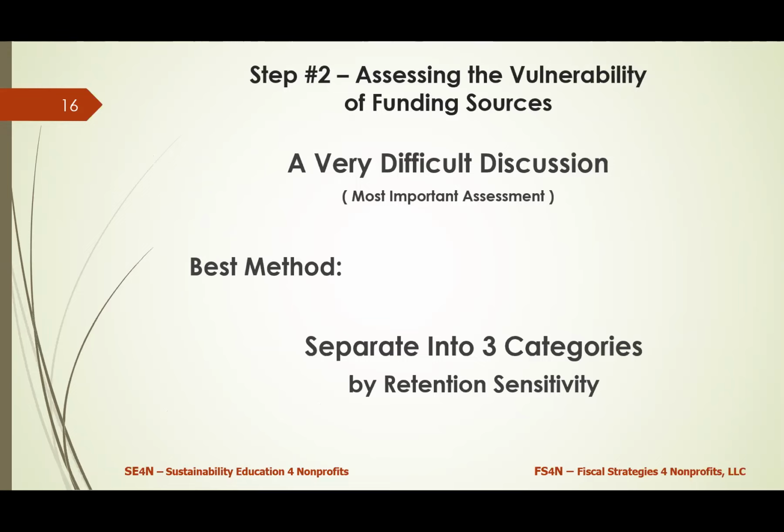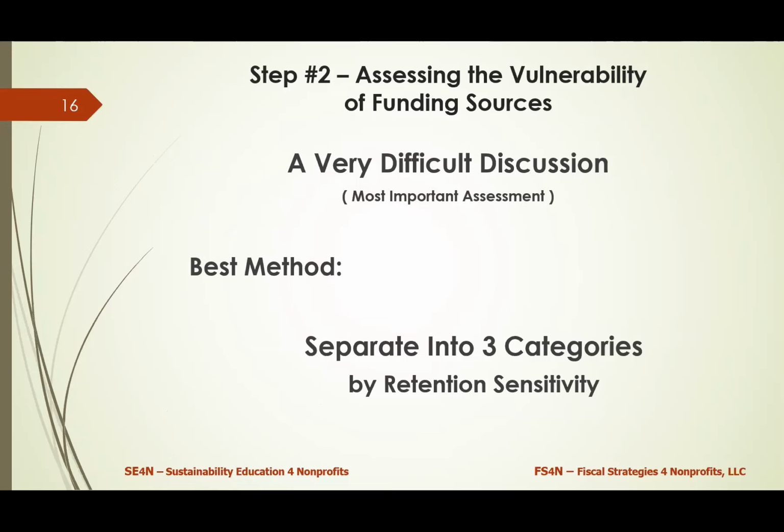Okay, so let's go to step two. This is really my, I hate to say the word favorite, my one I rely on the most when I'm looking at organizations after doing the look at how strong or weak we are. And in this step, we're looking at the stability of our funding sources.